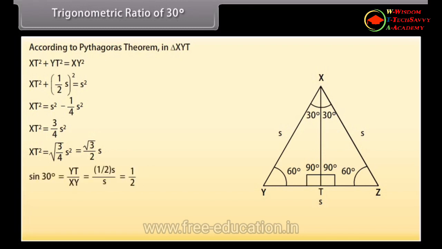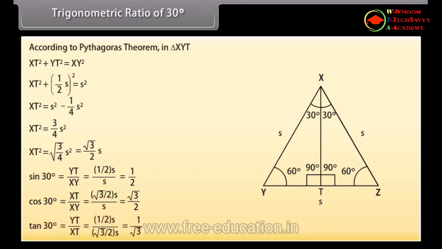Sin 30 degree is equal to YT upon XY equals 1 upon 2s upon s, which is equal to 1 upon 2. Cos 30 degree is equal to XT upon XY, which equals square root 3 upon 2s upon s, which is square root 3 upon 2. Tan 30 degree is equal to YT upon XT equals 1 upon 2s upon square root 3 upon 2s, which equals 1 upon square root 3.